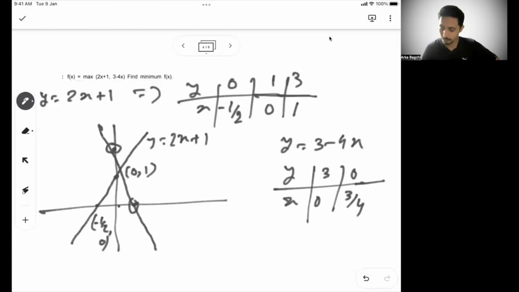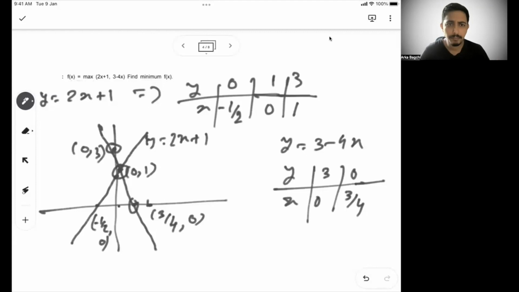Graph will go like this. So this is 3 by 4 comma 0, and this is 0 comma 3. Okay. So this is what is the max point. So I can see the max point of both the lines is only possible at the intersection, because above that both the lines are not included. So if you go x take here, it will be having x here. So that's the maximum point.